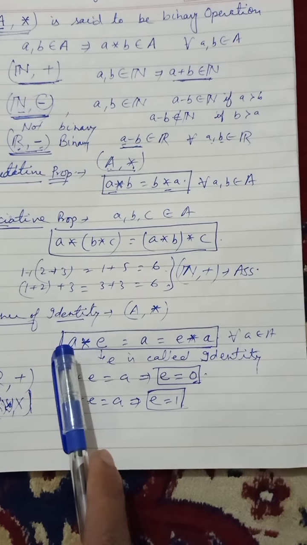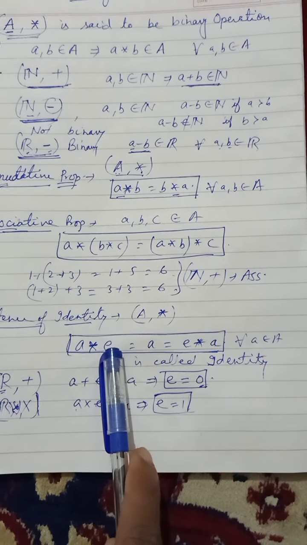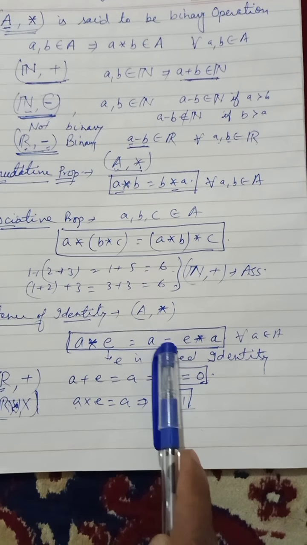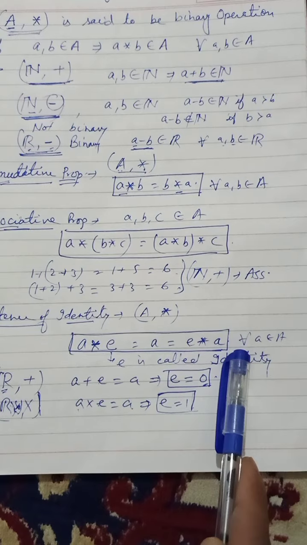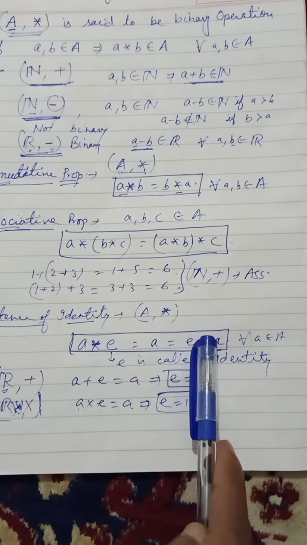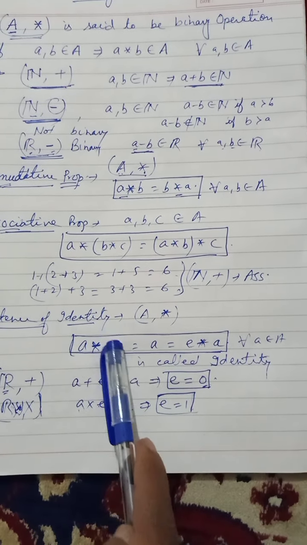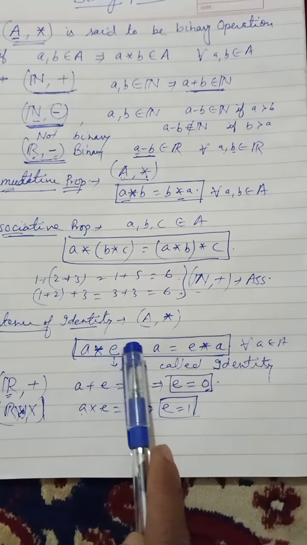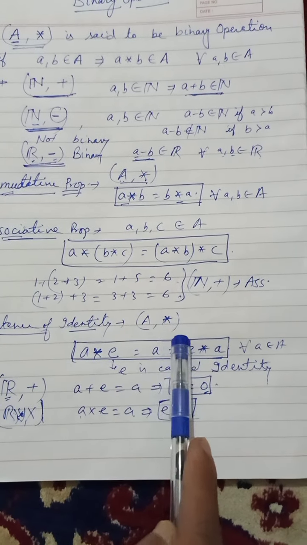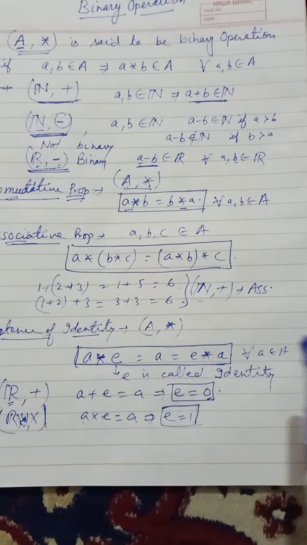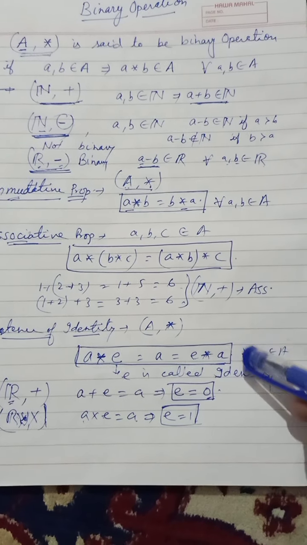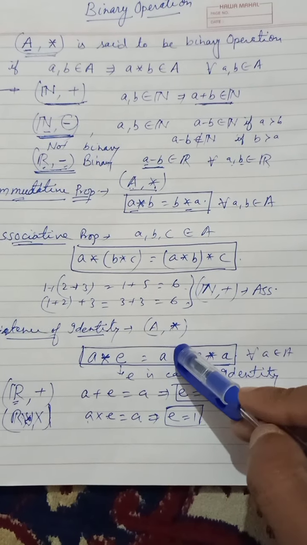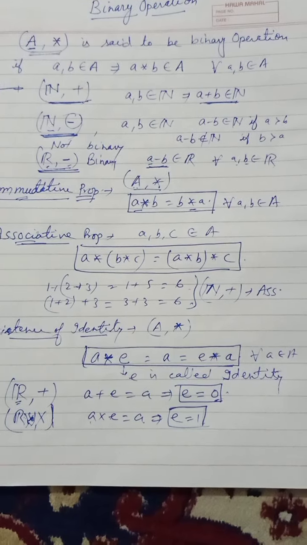Identity is defined as: A operation E must be equal to A, and must equal E operation A. E is the identity element. That means if any element is operated with the identity element, it always gives that element, for all elements of set A. If this holds, then we say that identity exists.